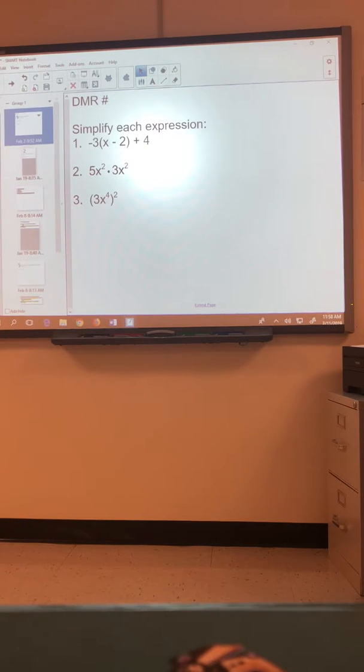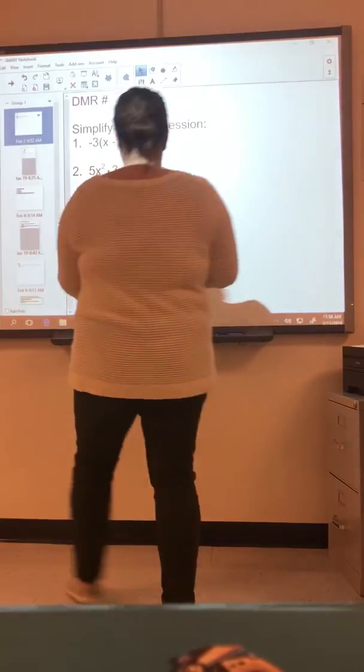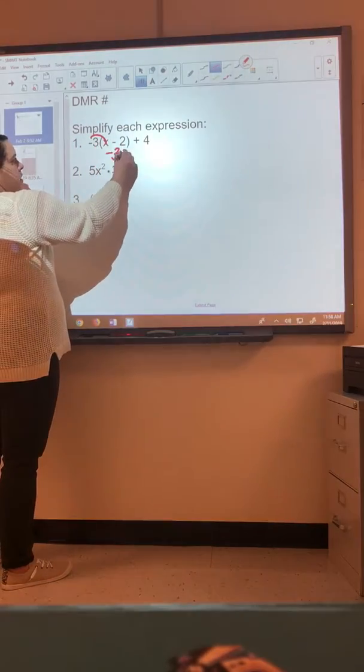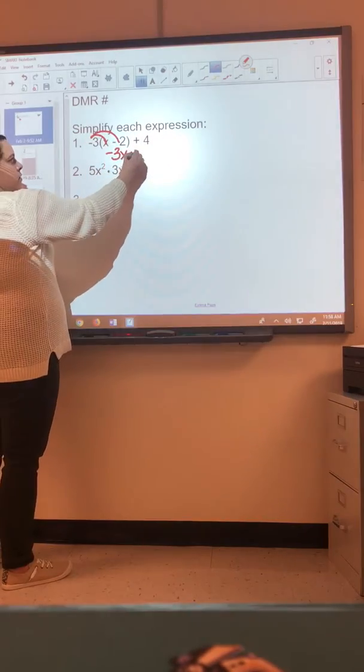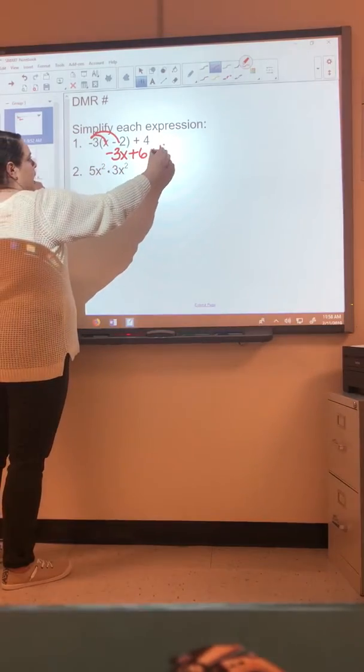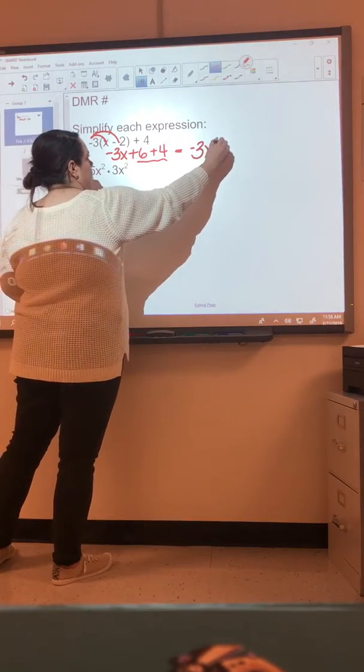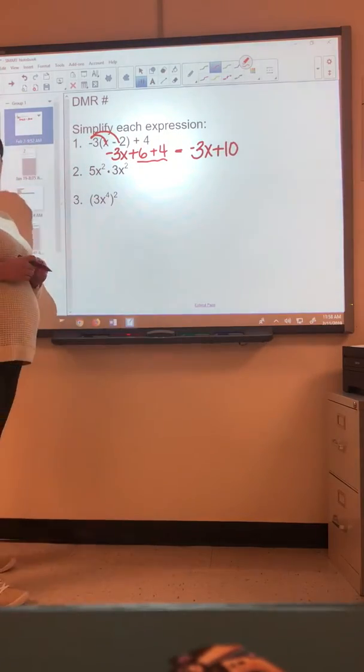All right, that's time. On number 1, distribute. Negative 3 times x, that's negative 3x. Negative 3 times negative 2, that's positive 6. And then you've got some like terms, so that's negative 3x, 6 plus 4, that's 10. So negative 3x plus 10.